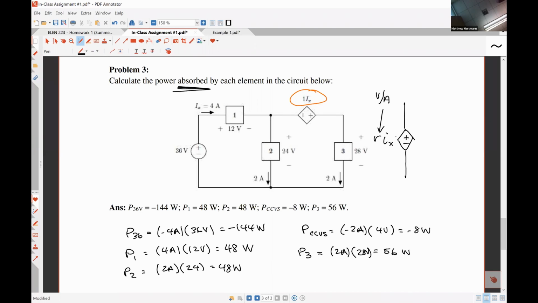Did that help clarify anything? I believe so. Okay. How did you get 4 for the Ix? So right here, it literally says Ix is equal to 4. Thank you. No problem. Any other questions?